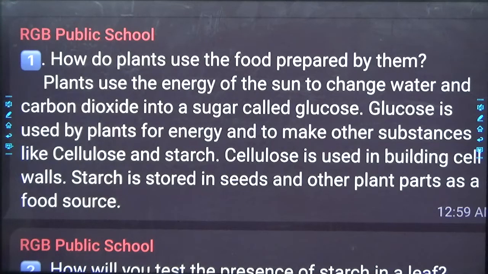Starch is stored in seeds and other plant parts as a food source.